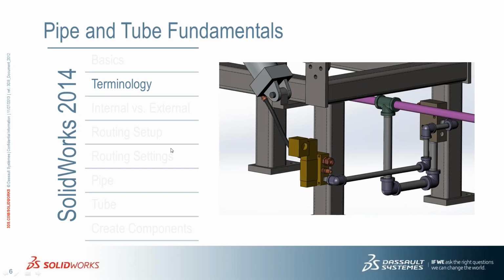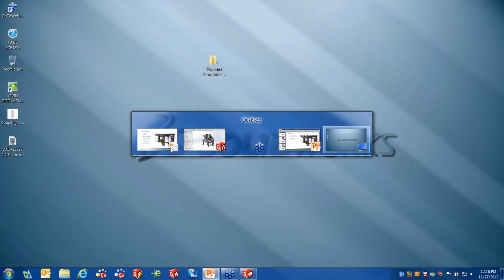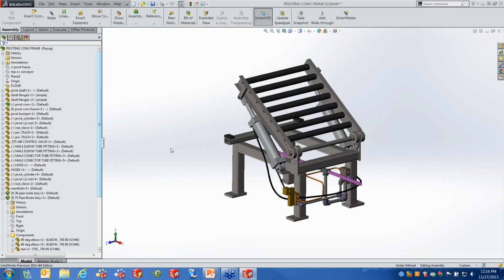Okay. Now, a little bit about terminology, and I'll illustrate this using an example here, but with routing, when you're talking to someone about all the different pieces, there's a lot to talk about. Well, what is a route? What are route parts versus route components? What are connection points versus route points? Your feature manager changes a little bit. So let's take a look at that inside of SOLIDWORKS for a moment. First thing to talk about is what is a route.